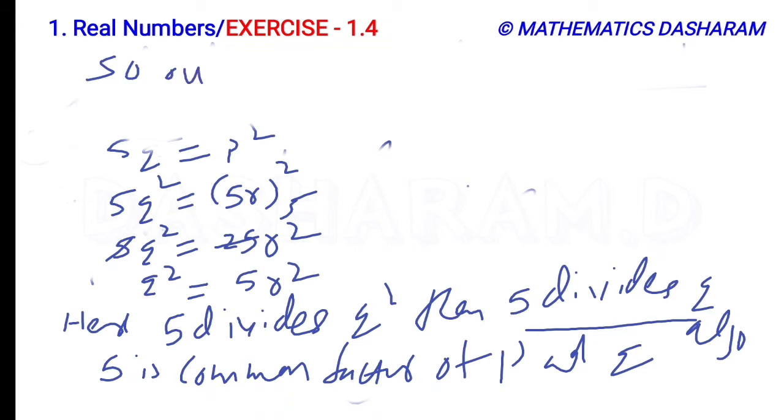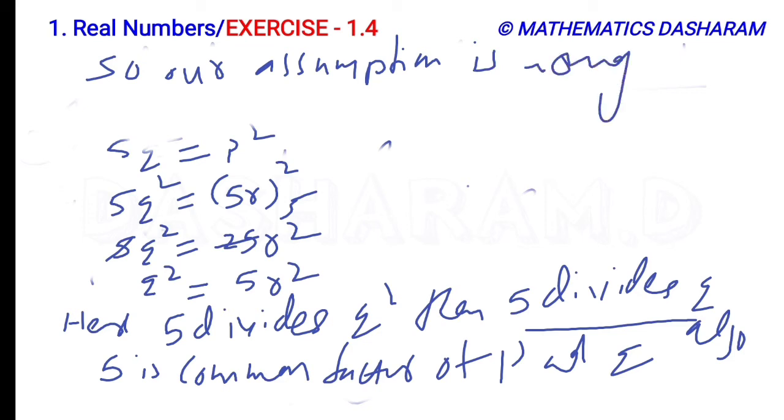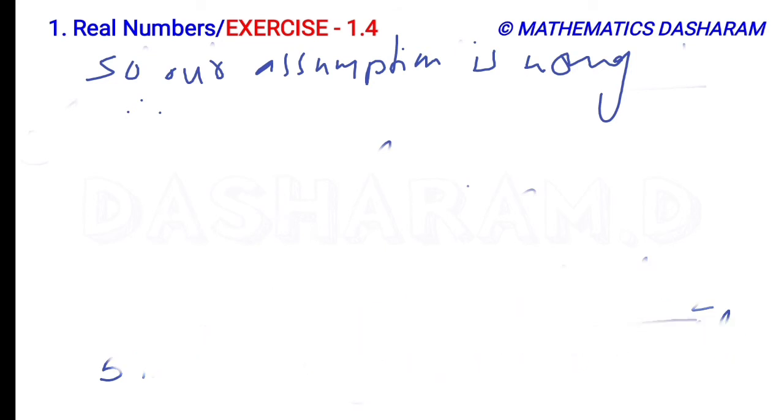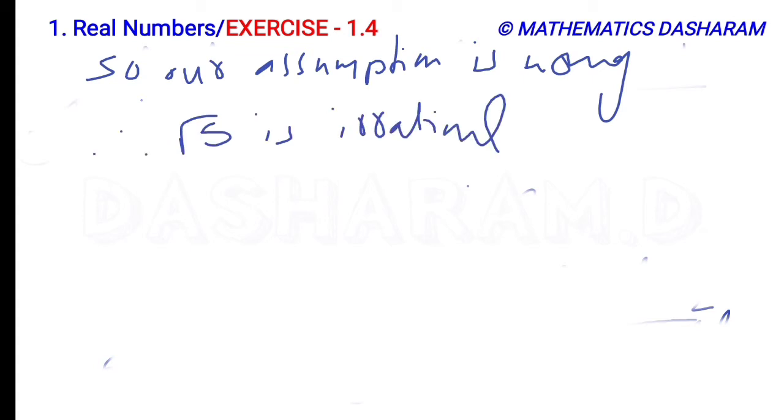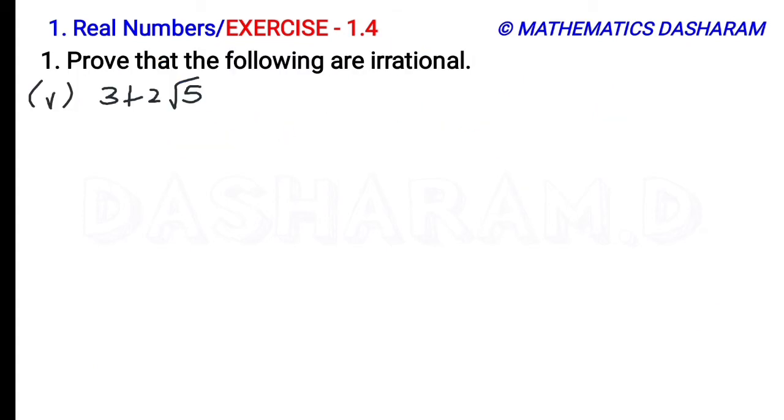So our assumption is wrong. Therefore root 5 is an irrational number. Hence proved. Fifth question, 3 plus 2 root 5.